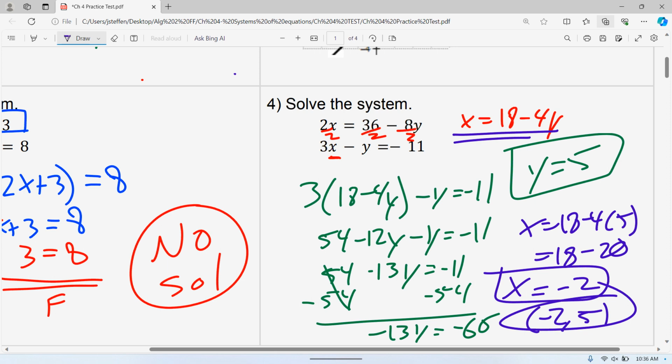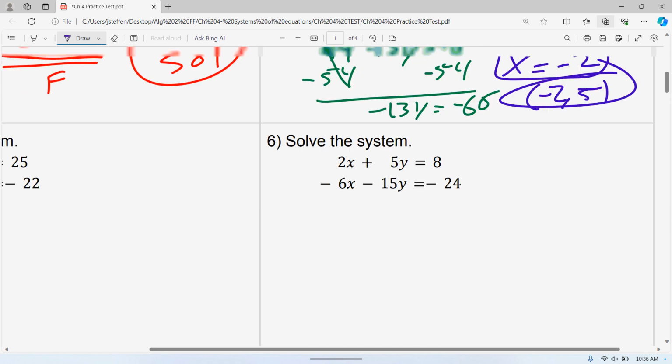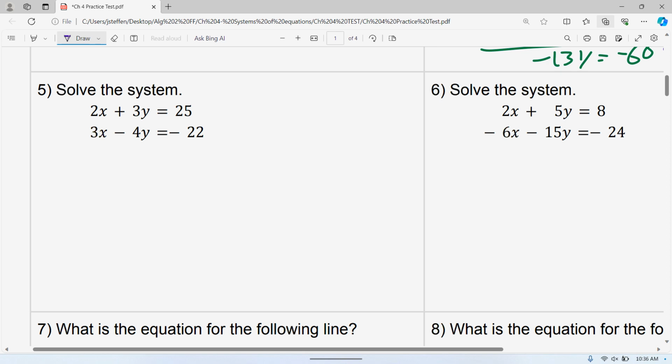And again, you could use elimination with that one as well. Whoops, scroll down too far. So the next two look like they're set up pretty well for elimination. They're in standard form, so that's what I would recommend using for this one.